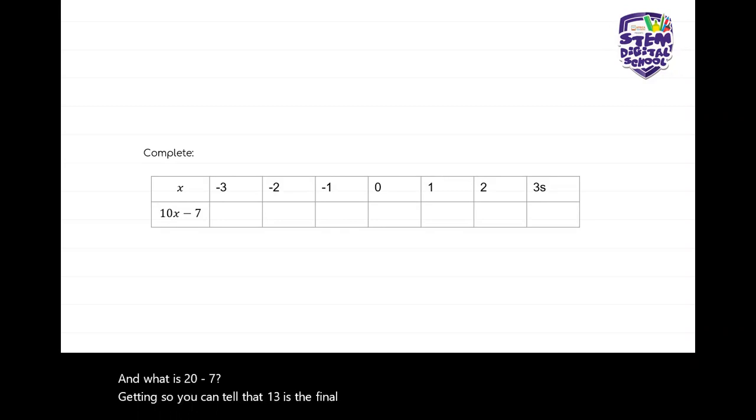And then the last one, which is 3, 10 times 3 is 30. And then 30 minus 7 is 23. Okay, so we have done at least 2 of these tables. And then all that we need to do is just to find the next one.